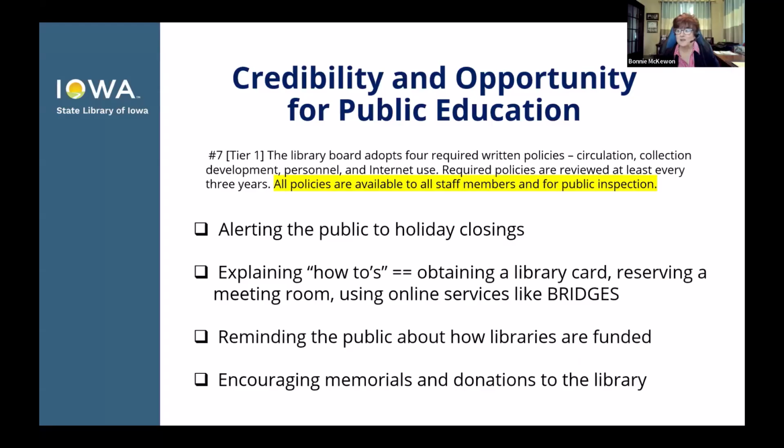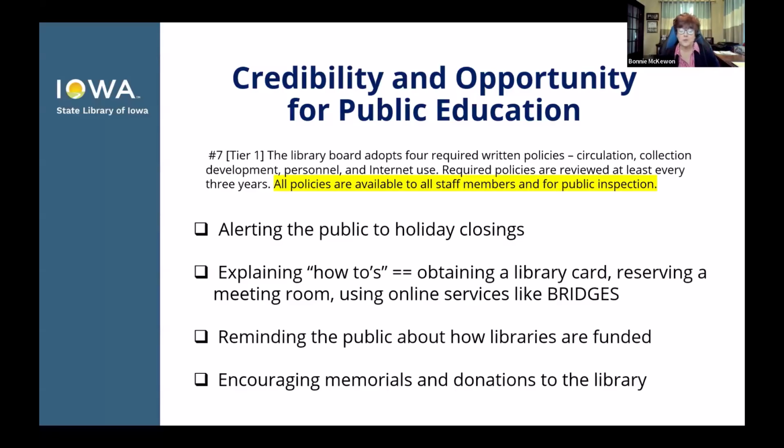So note the last statement in Standard 7 that says policies must be available to staff and to the public for public inspection. Public-facing policies are those that community members really need to know about. The most logical ones to post on the library's website are those that the public really needs to know about in order to take full advantage of your library services. And then posting on the library's website becomes a great way to advance public education.